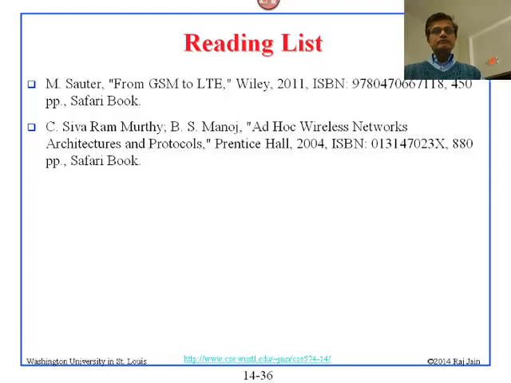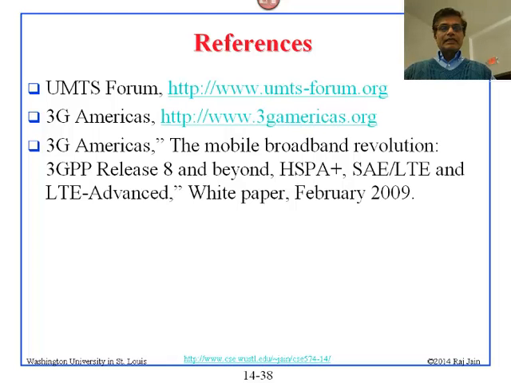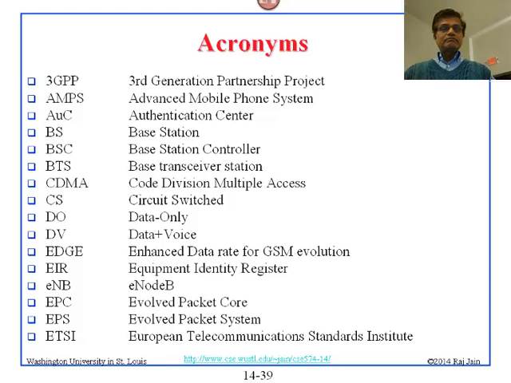Okay. Reading list. So actually the first book is the most important one. Second one is not. The book GSM to LTE is very easy to read, very new, and covers everything. Now it covers all the way to LTE. So we haven't covered LTE in this lecture yet, but it covers obviously 1G, 2G, 3G. And so I would recommend that you read that. Of course, Wikipedia links and references and everything else.